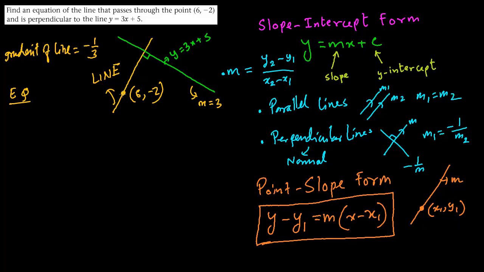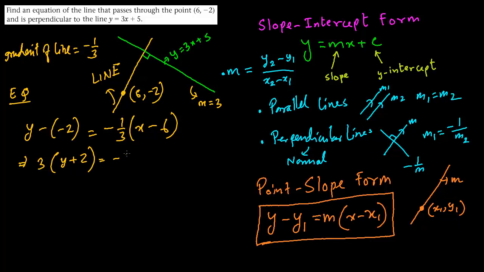So we know the gradient of this line and we also know the point through which the line passes. So it would be y minus y1 equals m, which is minus 1 by 3, times x minus x1. If you cross multiply, this would be 3 into y plus 2 equals minus x plus 6. So this would be 3y plus 6 equals minus x plus 6. That means 3y equals minus x. That's it.